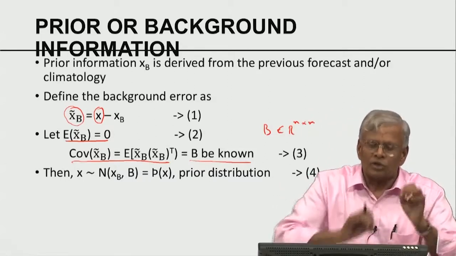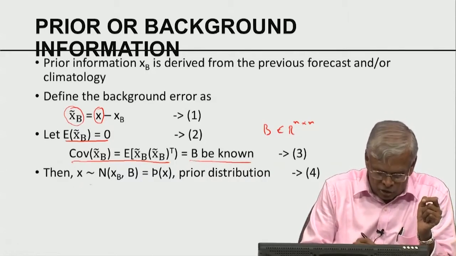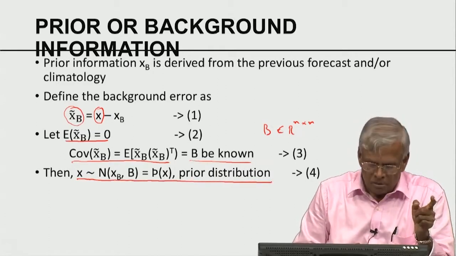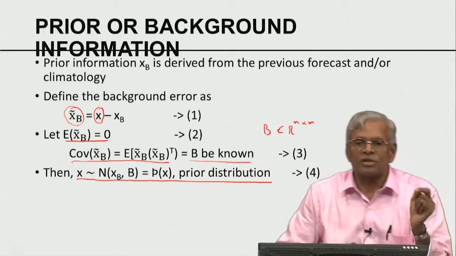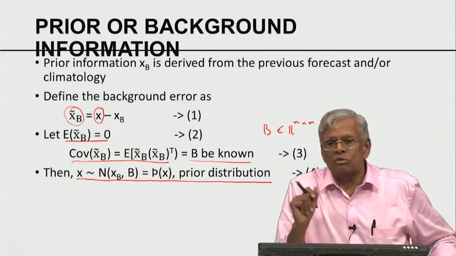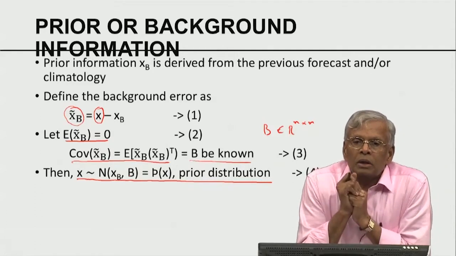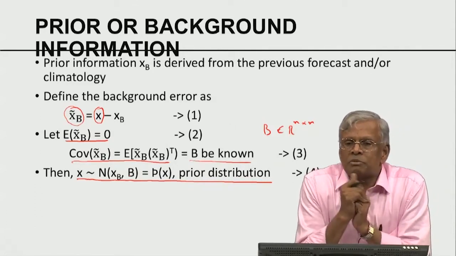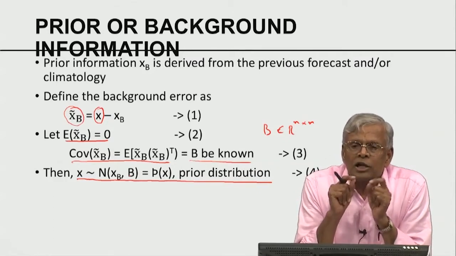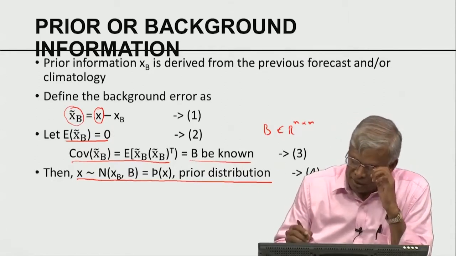At a given location, I also know the mean value. So I'm going to now assume PX is the prior. The prior has the mean XB, the covariance is B. I'm going to pretend it is normally distributed. Let's discuss that for a moment. What is the beauty of a normal distribution? I think it is the only distribution that is uniquely determined by the mean and the variance. So there is a general result in probability theory.